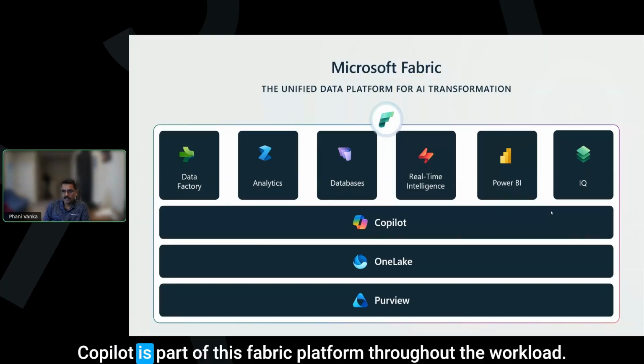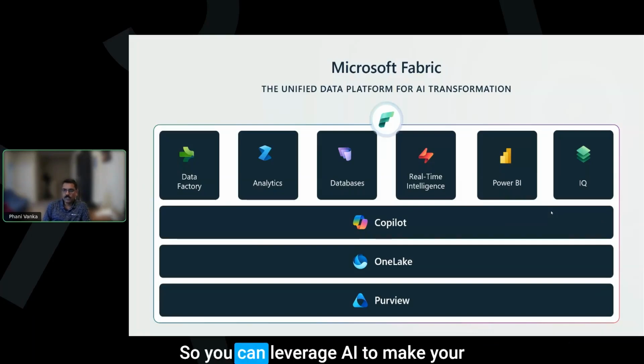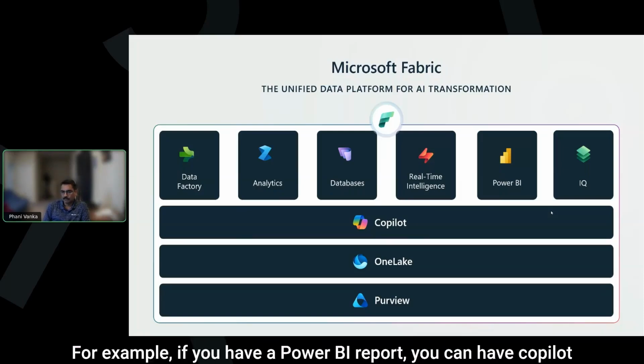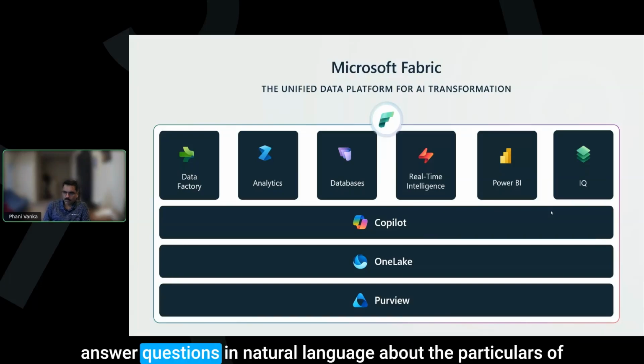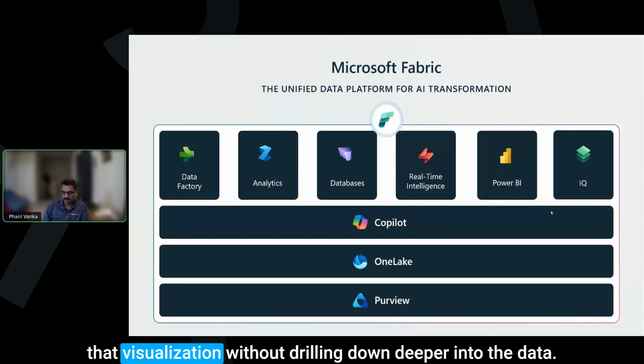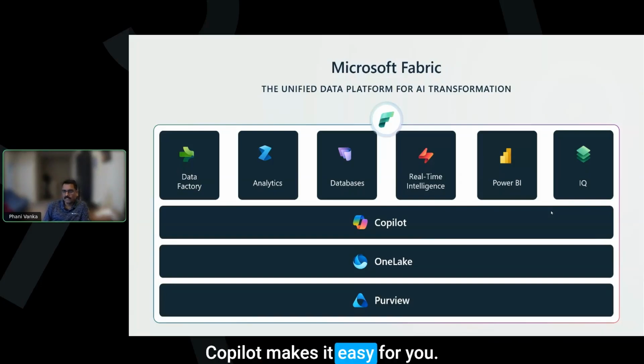Copilot is part of this Fabric platform throughout the workload. So you can leverage AI to make your tasks easier, be more productive in Fabric. For example, if you have a Power BI report, you can have Copilot answer questions in natural language about the particulars of that visualization without drilling down deeper into the data. Copilot makes it easy for you.